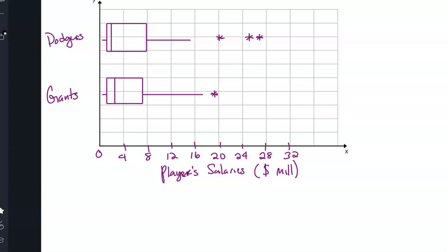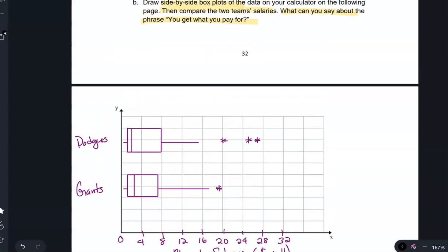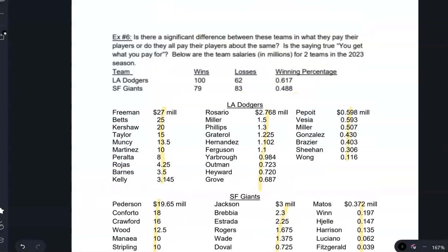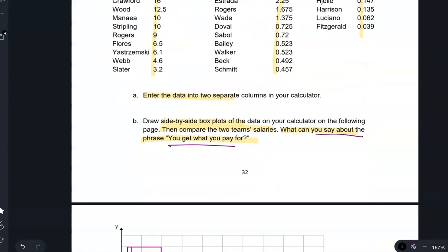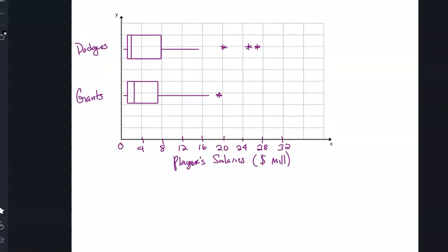Okay, so let's get into comparing the distributions. And remember, we want to try to say what we can say about that phrase, you get what you pay for. So we want to think about looking at their winning percentages. Dodgers clearly won more than the Giants. Is it worth it for their teams to be paid such different yet not that different amounts? All right, so let's get into the numbers.